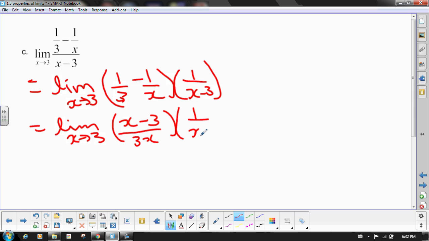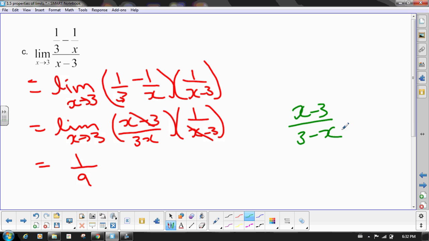Here I have 1 over x minus 3, and I'm super happy because I notice x minus 3 cancels, so I'm left with 1 over 9. I just want to bring up, since we're doing a lot of canceling here, if I have x minus 3 over 3 minus x, if I cancel these terms, make sure you recognize that it's negative 1 that you're left with, because they're different by a factor of negative 1. So just keep that in mind while you're doing this simplification.